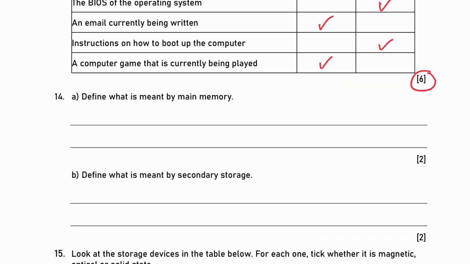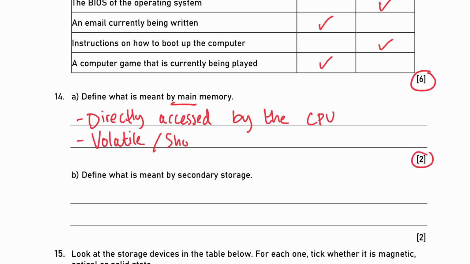Define the term main memory. Now the key to this is what's the difference between primary memory and secondary memory. So primary memory, or main memory, which is RAM, is directly accessed by the CPU. And this is a key definition which I've seen many times: directly accessed by the CPU. For the second mark, you could say that it's volatile or short-term or even temporary method of storage.